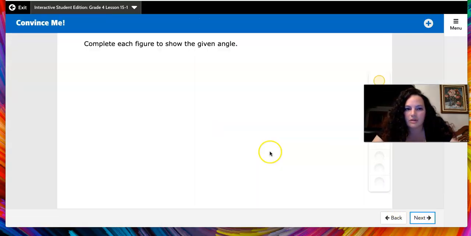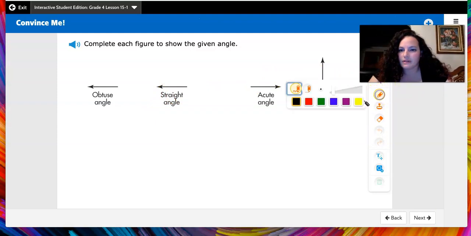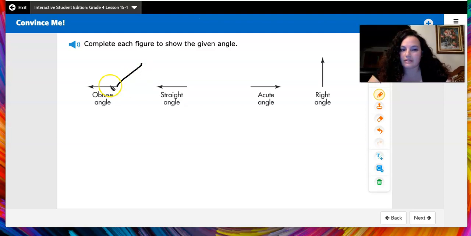So now that you know a little bit about rays, angles, obtuse angles, and straight angles, let's see if you can complete each figure to show the given angle. So this is where you would pause the video, try it out yourself, and then come back and check it with mine. An obtuse angle is bigger than a right angle, so it needs to go out farther than a square. So if this was your square, it needs to come all the way out. This would be the right angle, so it needs to be bigger than that.